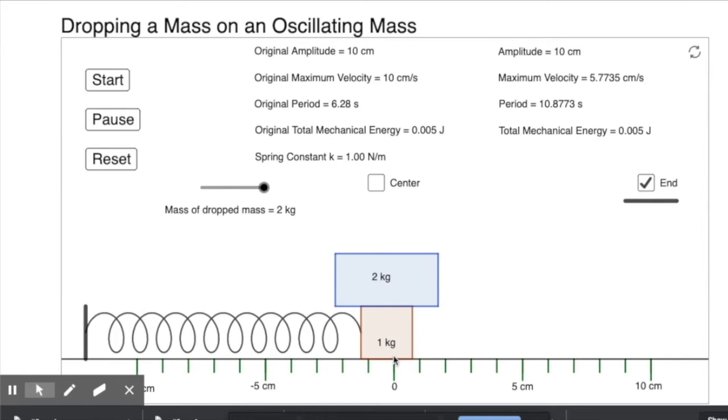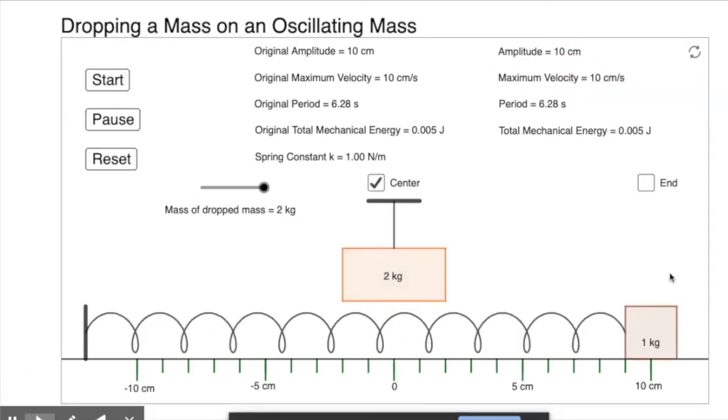And again, conceptually, it makes a lot of sense that the maximum velocity decreases because you now have more mass being moved by the spring. And so the fact that the new system with a mass of 3 kilograms has more inertia than the old system, which had a mass of 1 kilogram, then of course we would expect this new system to move slower, which, looking at this thing, it very clearly does.